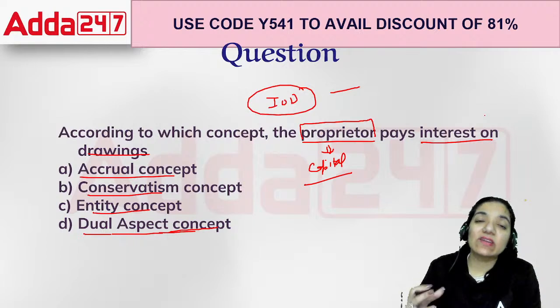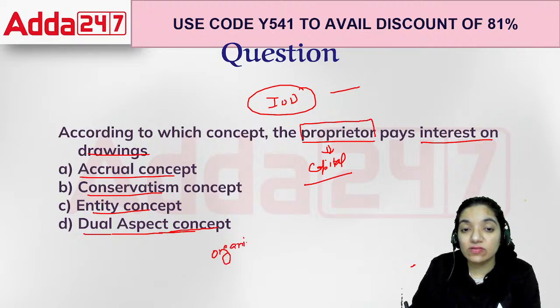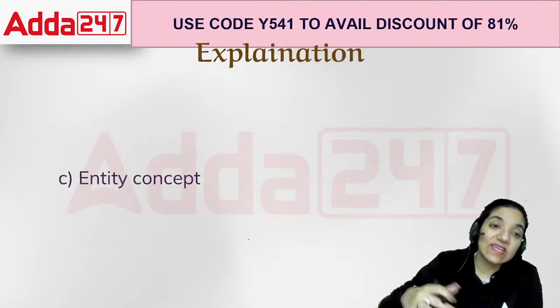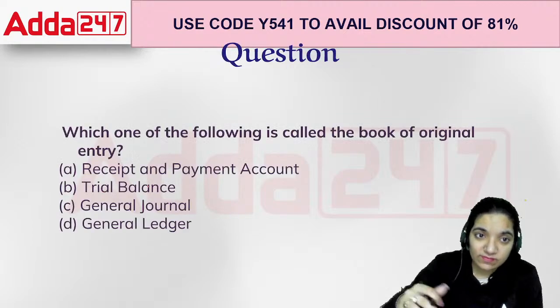The entire fight is between the businessman and the business. That means your organization and its owner are not the same person. They are two different persons, which is causing all the difference there, right? So the correct answer is the entity concept.